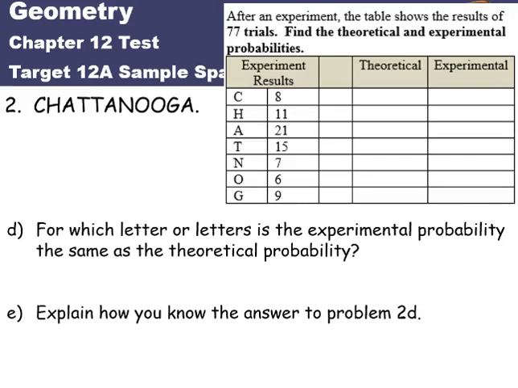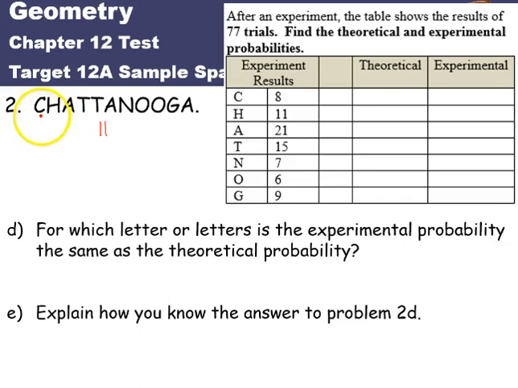Now we're still using the Chattanooga example, and after an experiment, the table shows the results of 77 trials. We want to find the theoretical and experimental probabilities. Okay, so we're doing this for all the letters. Remember, Chattanooga had 11 letters.